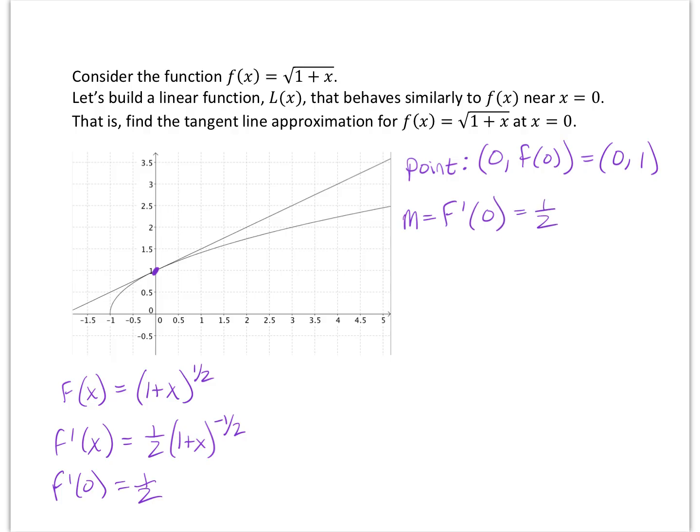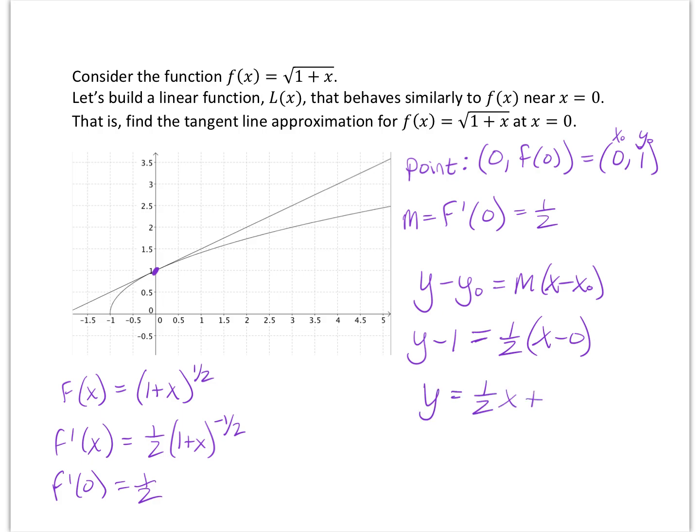So now I have a point and I have the slope. I can find the equation of the line. So I'm going to use y minus y0 equals m times x minus x0, and this is my x0, y0. So I have y minus 1 equals m, which is a half, times x minus 0. And that comes out to y equals 1 half x plus 1. And we're going to name that L for line. L of x equals 1 half x plus 1.